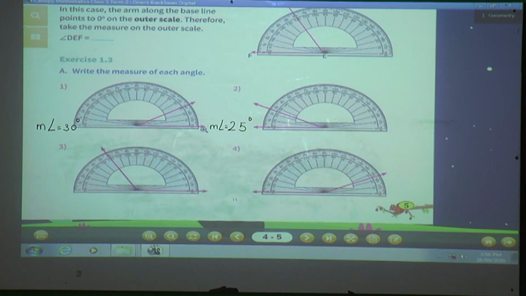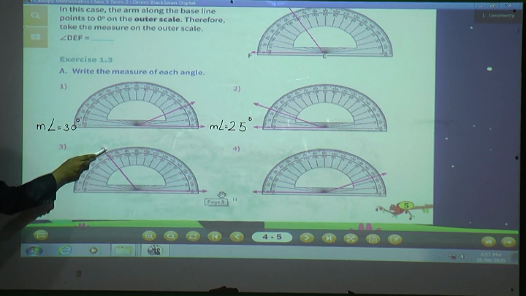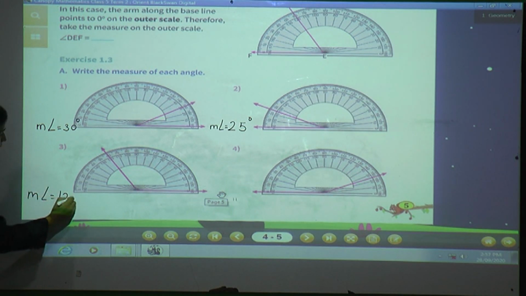In the third figure, the arrow is on the right side. So we have to measure it by the inner scale. The arrow is on 120. So the measurement is, the measure of the angle is 120 degree.